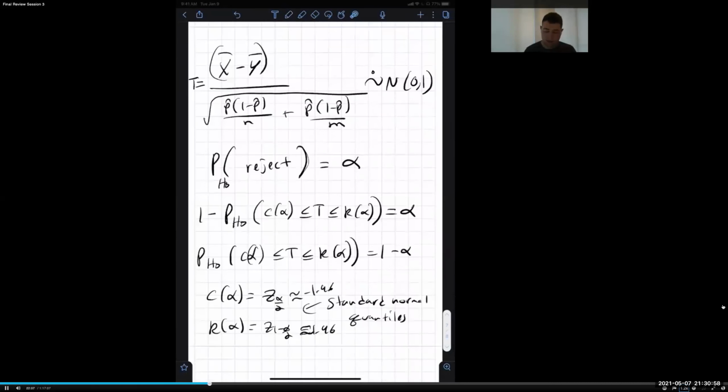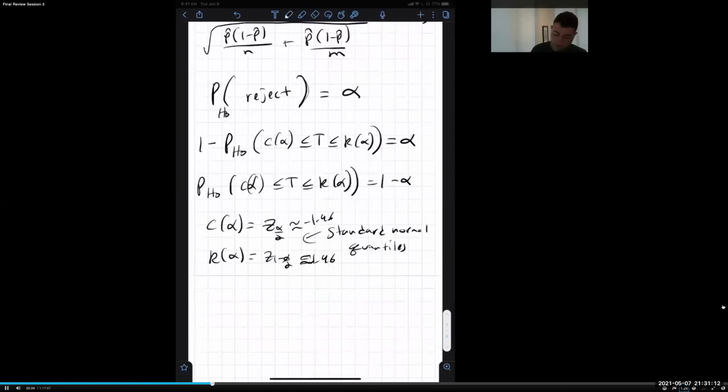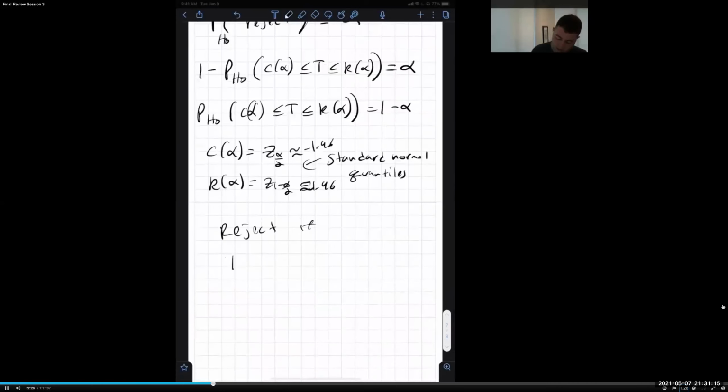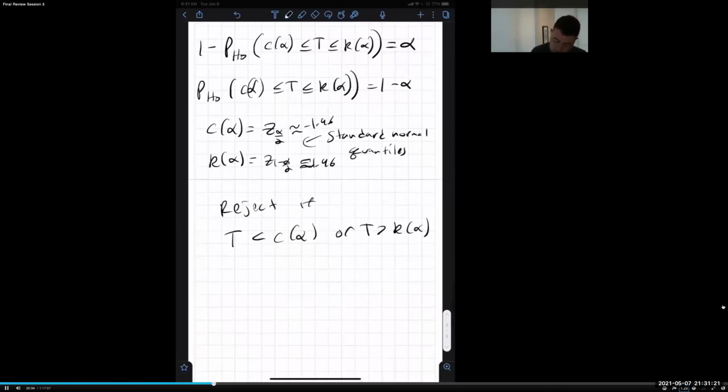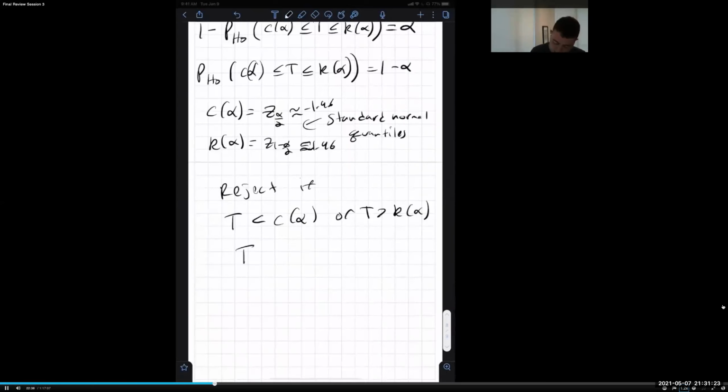And so we could just compute this with all the values that we have. And if it falls outside of this region, we reject. So reject if t is less than C alpha or t is greater than K alpha, which tells you whether the absolute value of t is greater than Z 1 minus alpha over 2. Are there any questions about this problem?